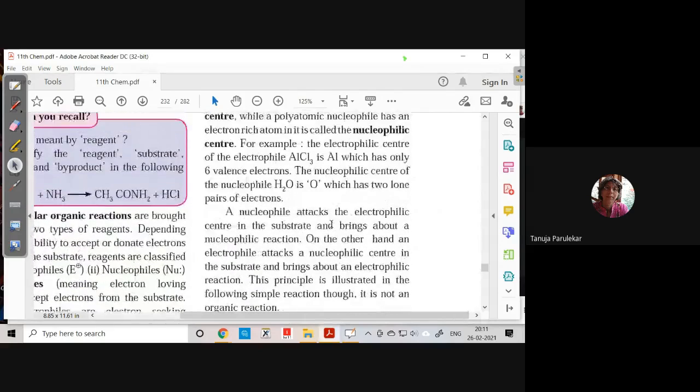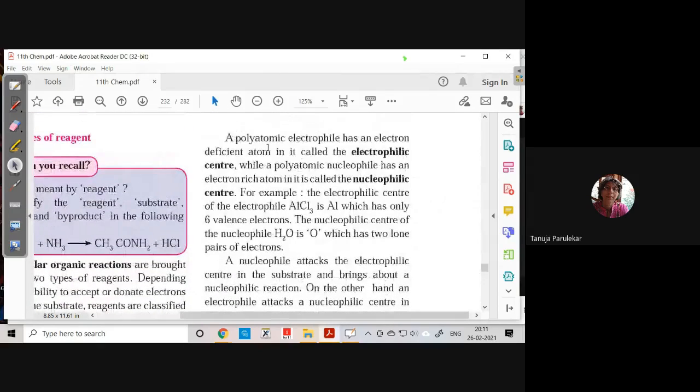एवढं करूया आपण, सो दॅट मग पुढच्या वेळेला मी पुन्हा रिव्हिजन घेईन. Polyatomic थोडंसं करते. A polyatomic electrophile has an electron deficient atom in it called as electrophilic center. So that is, there are many atoms in this electrophile. Say for example, it is a long reaction, एक polymer किंवा असं काहीतरी मोठा molecule बनायचा आहे, a macromolecule बनायचा आहे. So it has many atoms, and it has an electron deficient atom in it called the electrophilic center, while a polyatomic nucleophile has an electron rich atom in it which is called as a nucleophilic center.